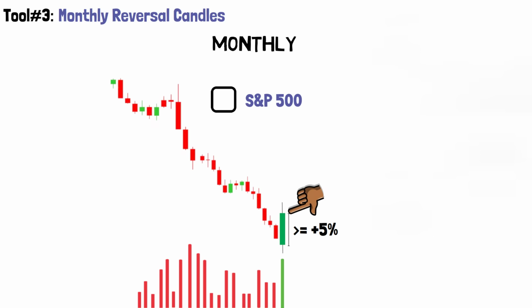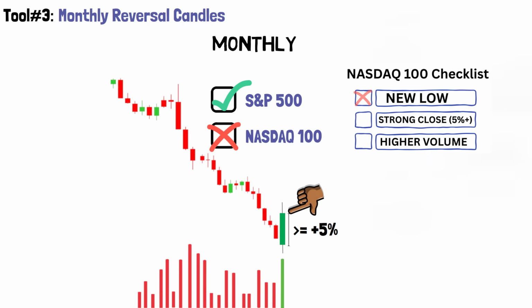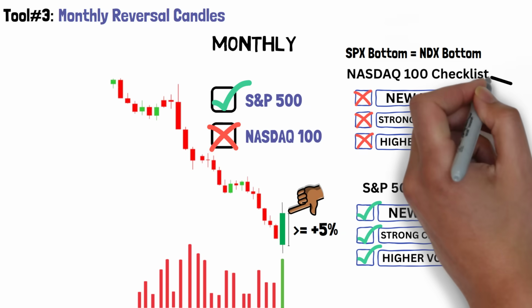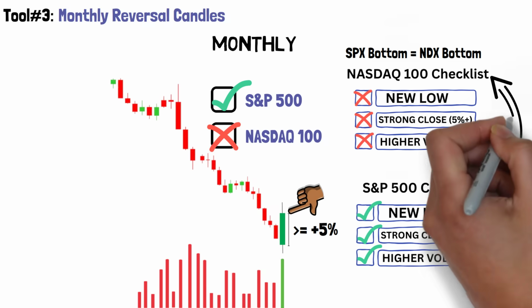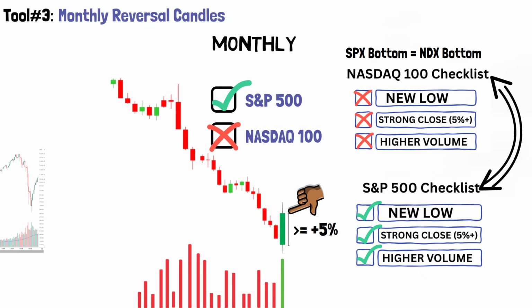Interestingly, this pattern works very well on the S&P 500, but is far less effective on the Nasdaq 100. However, even when the exact conditions aren't met on the Nasdaq 100, the market bottoms in both indices tend to align in most cases. So even if you primarily trade Nasdaq-listed stocks, tracking the S&P 500 can still give you a reliable read on overall market bottoms.